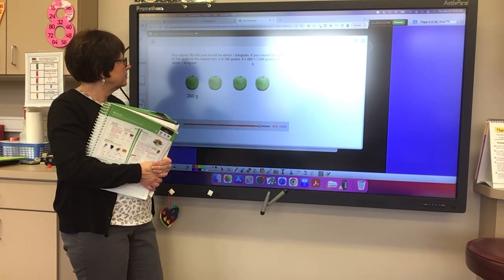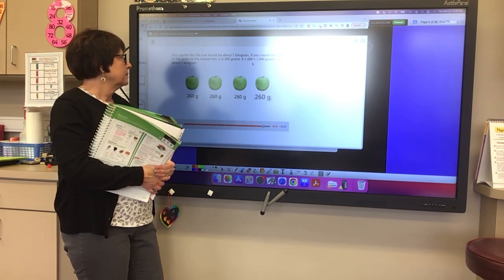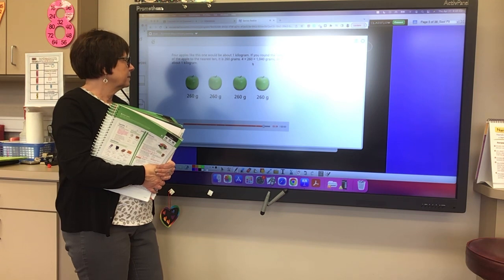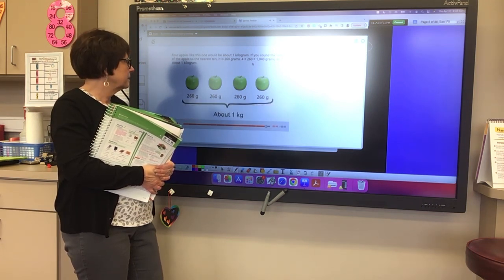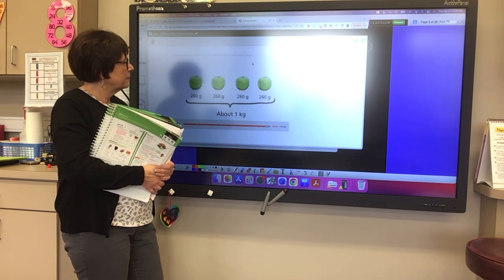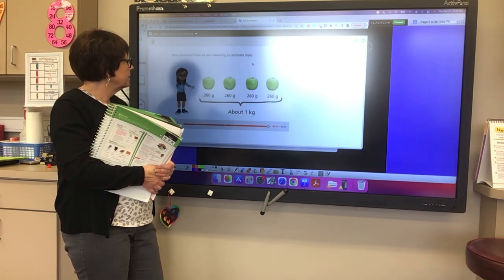If you round the mass of the apple to the nearest 10, it is 260 grams. 4 times 260 equals 1,040 grams, or about 1 kilogram. Now you know how to use reasoning to estimate mass.